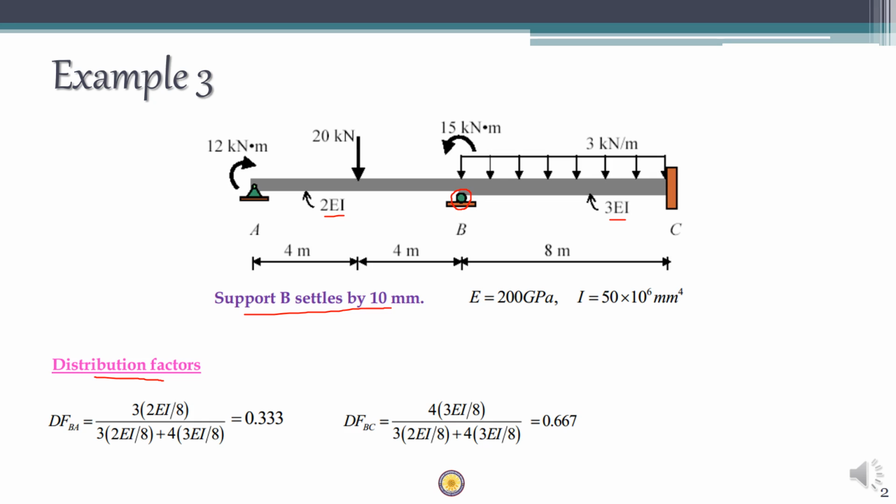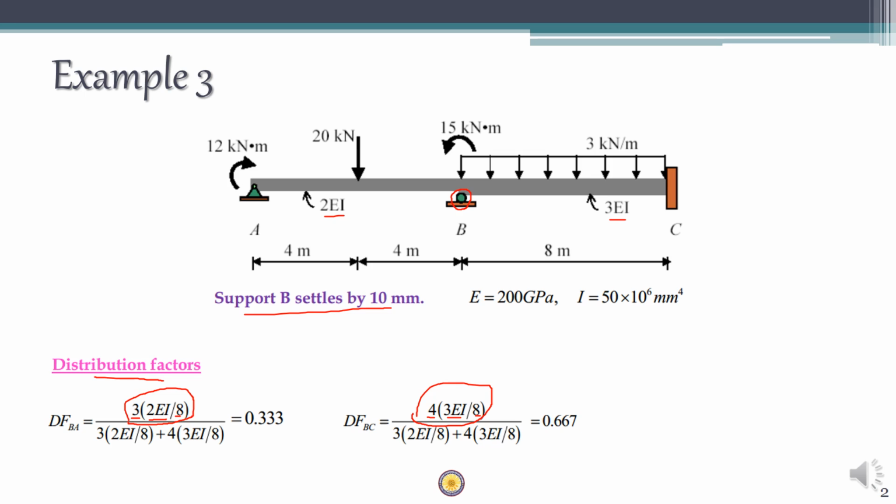So DFBA is proportional to, since the far end is simply supported, 3 into EI, which is 2EI, divided by span length, which is 8. For the second span BC, DFBC is proportional to, since the far end is fixed, 4EI, so 4 into 3EI divided by L, which is 8 meters. So these are the two K values. This is the stiffness of span BA.